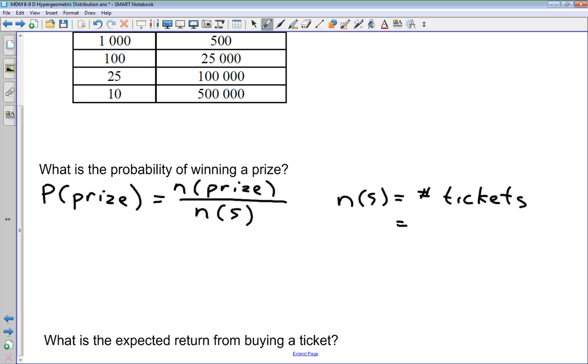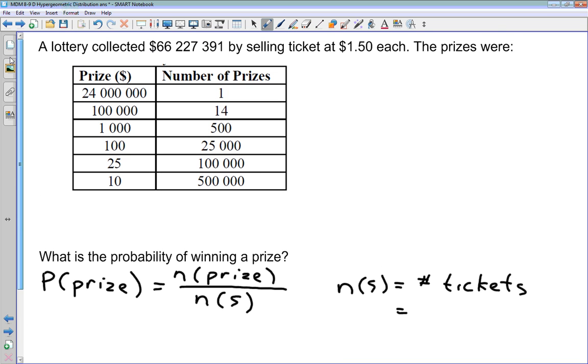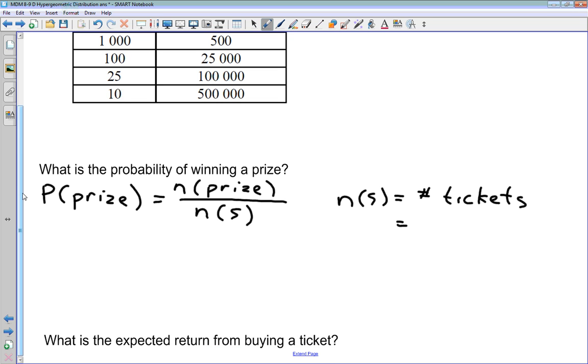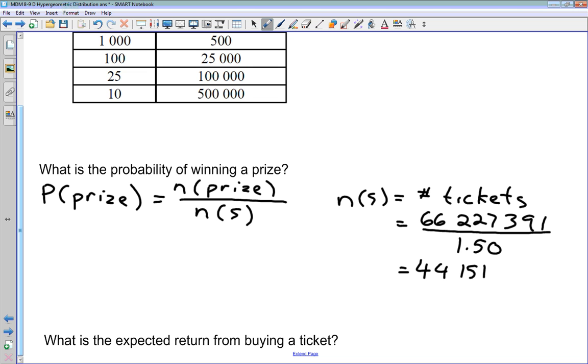They don't tell us how many total tickets were sold, but they tell us the total amount of money that was raised, the 66 million and change, and how much they sold each ticket for. So if we assume that all that money was raised by selling tickets, we can figure out the number of tickets through simple division. We're going to take 66,227,391 and divide it by $1.50 per ticket. And when we do that, we end up with 44,151,594. So that's how many tickets they sold.